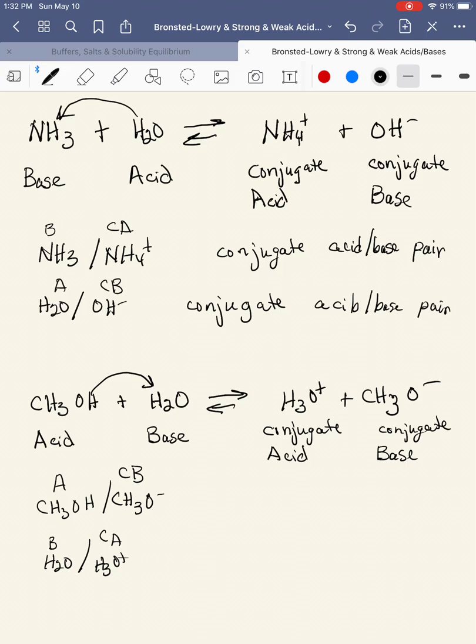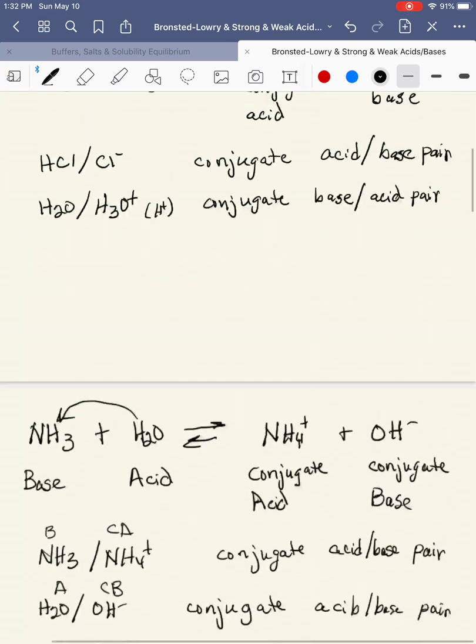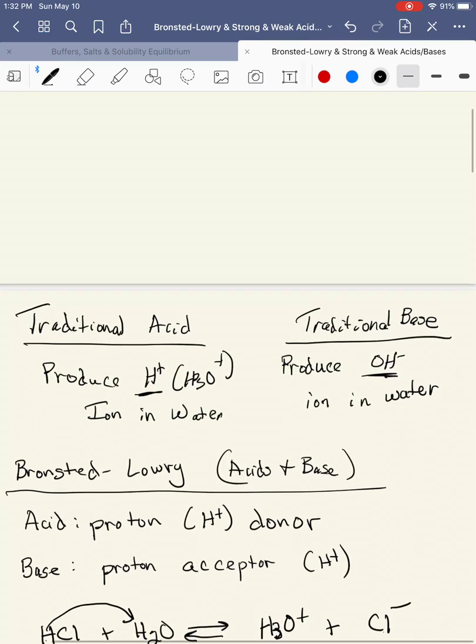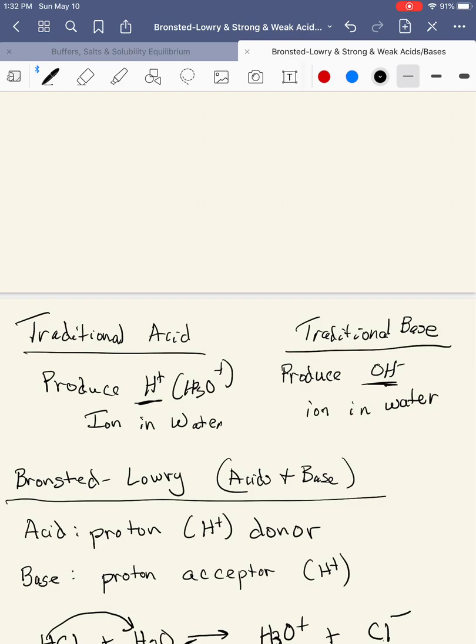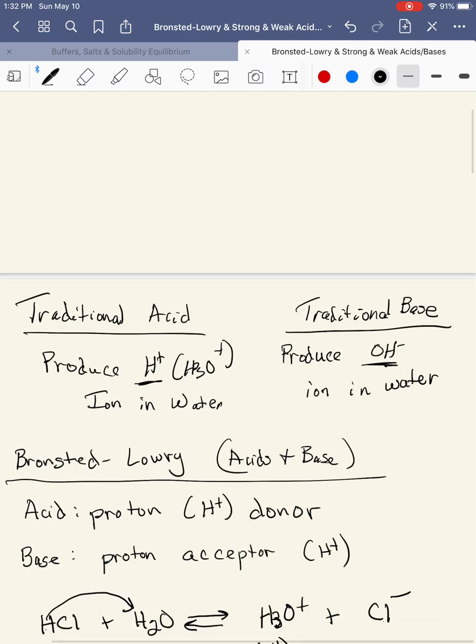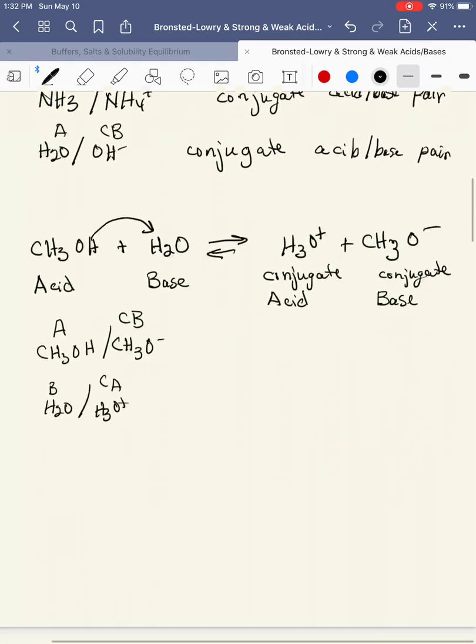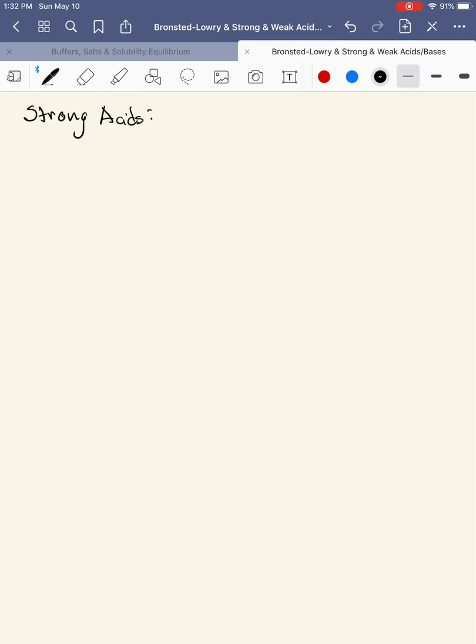So that's the definition of a conjugate acid-base pair in the Bronsted-Lowry definition. The hydrogen donor, or proton donor, is the acid, the proton acceptor is the base. All right, so that's it for Bronsted-Lowry. Now let's talk about weak acids, bases, strong acids and bases. We're going to start with strong acids. So first of all, the definition of a strong acid is it ionizes 100% in water.